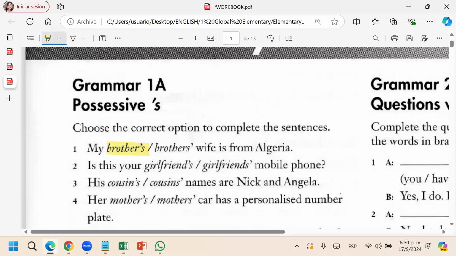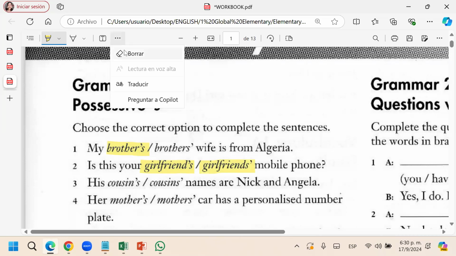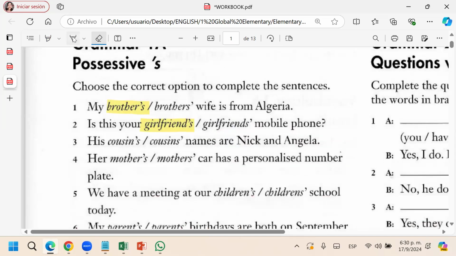The second: is this your girlfriend's mobile phone? The first, because it's one girlfriend, one phone. Then the third: his cousins' names are Nick and Angela. Second, because they are 2 people, Nick and Angela.